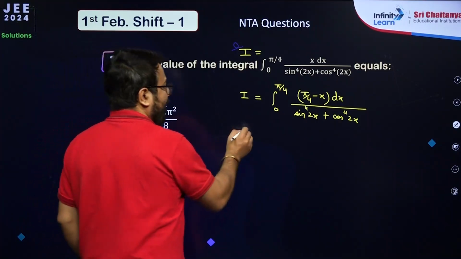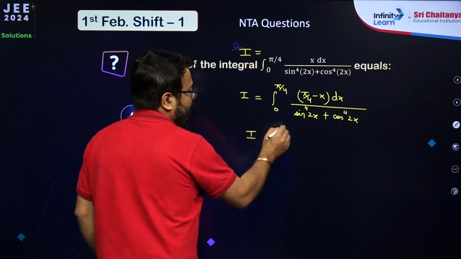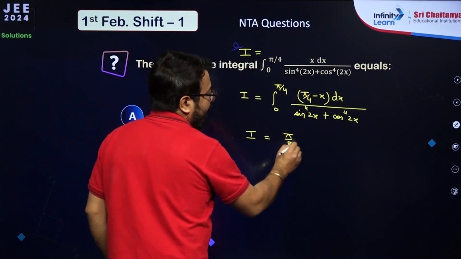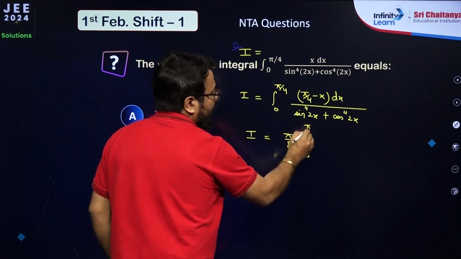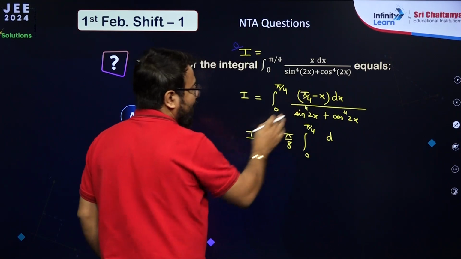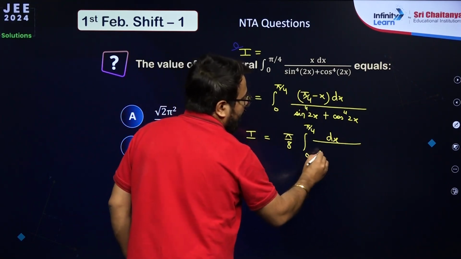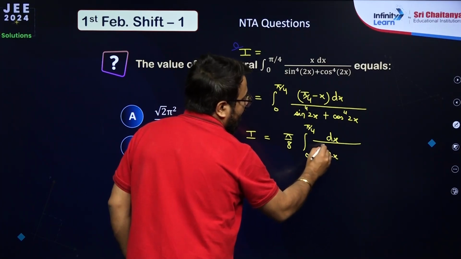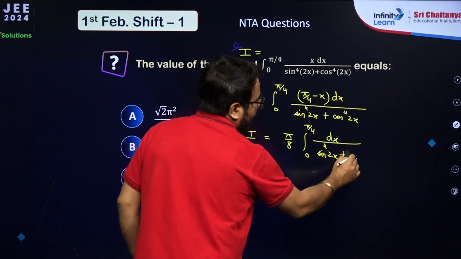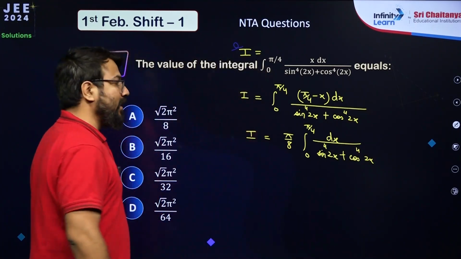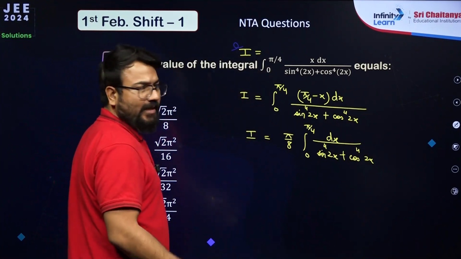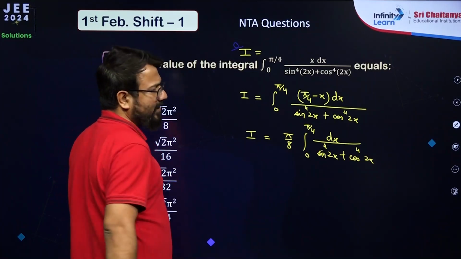So I'm writing here after I, that will be pi upon 8, then it will be 0 to pi by 4. Why is it pi upon 8? Because this 2 has also been taken here. So it becomes dx over sine 2x raised to the power 4 and then cos 2x raised to the power 4. I hope you understood this. Now my dear students, can I assume 2x as a new variable? Yes, easily we can assume that.